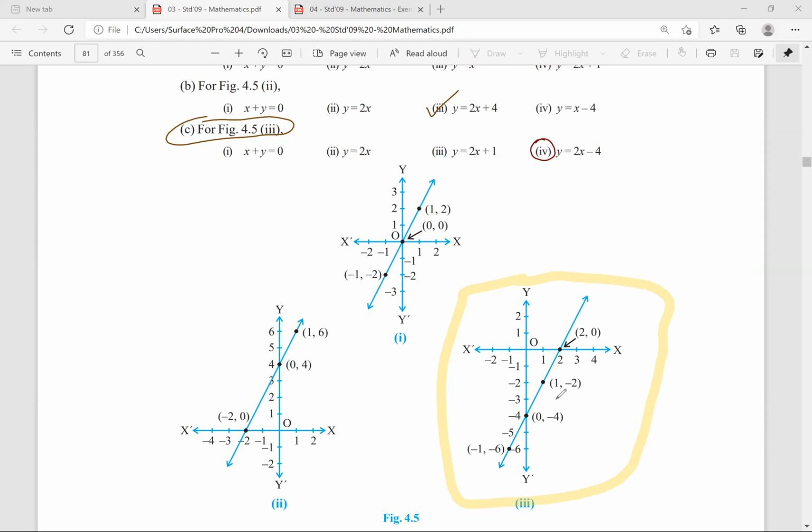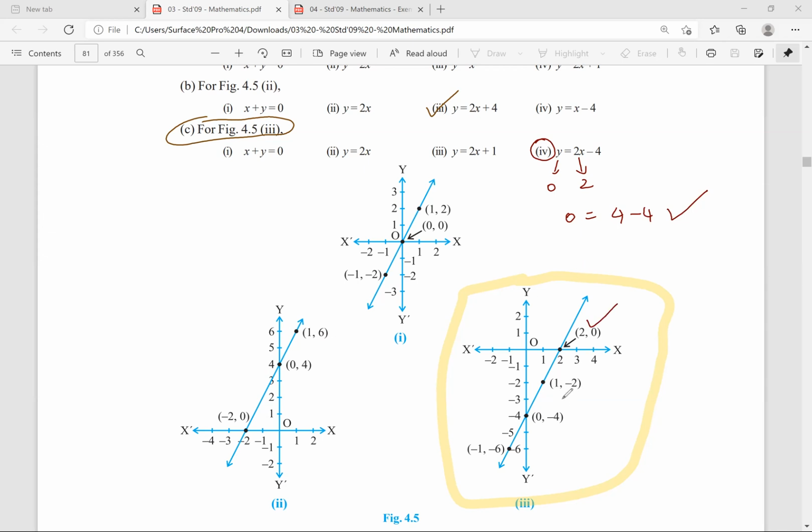Okay. So, Hamna, you don't have to check for all four. You can just check for two, or three if you want. It'll save you time. But all right, let's verify what Hamna has said. So 2 comma 0. Let's try 2 comma 0 here. So x is replaced by 2 and y by 0. So 0 is equal to 4 minus 4. Yes, 2 comma 0 satisfies.